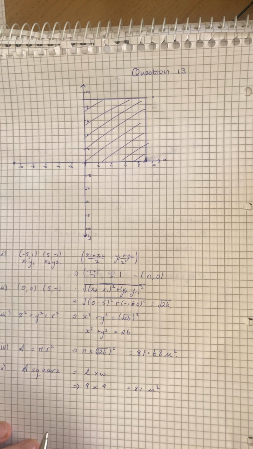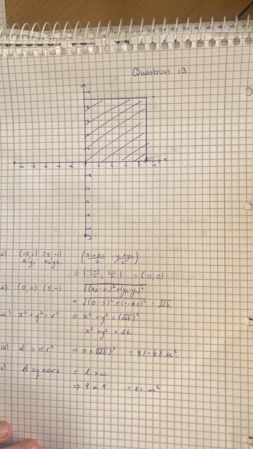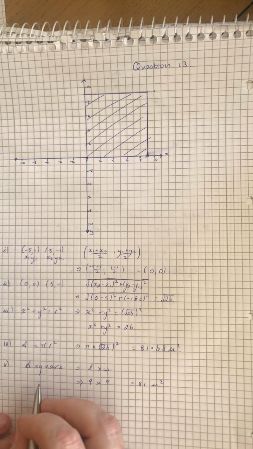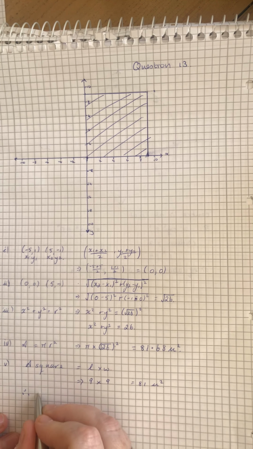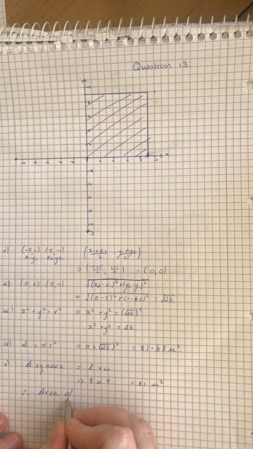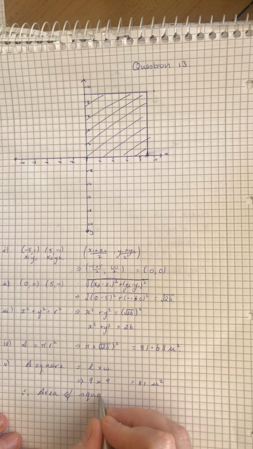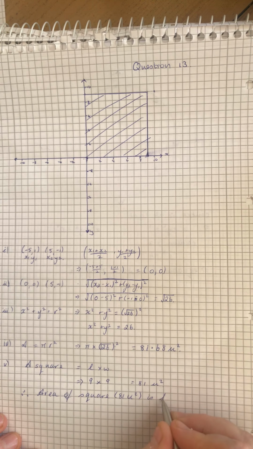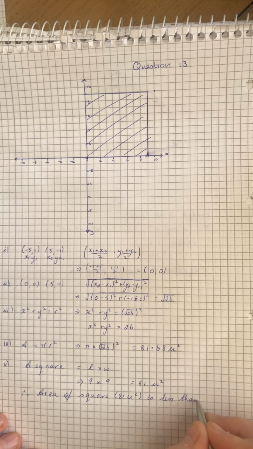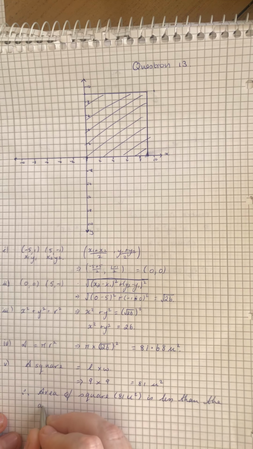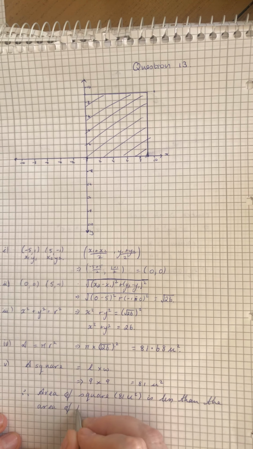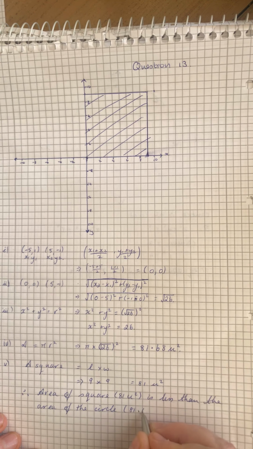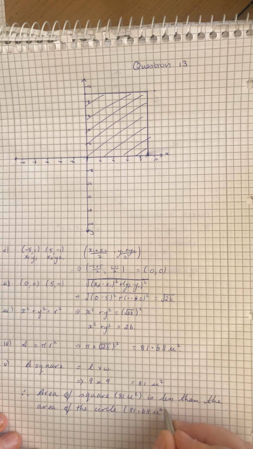And the question asks you, is the area of the square greater than the area of the circle? We need to answer that part of the question as well. And we can say that therefore the area of the square, which is 81 units squared, is less than the area of the circle, which is 81.68 units squared.